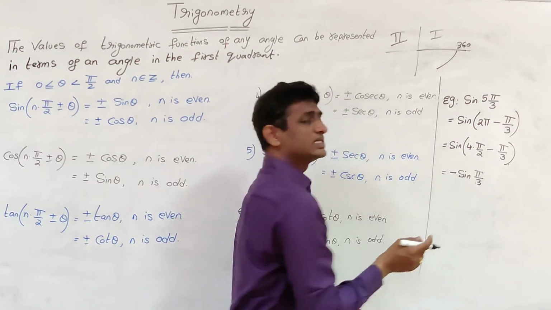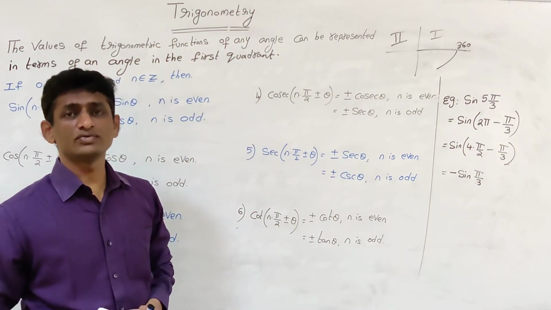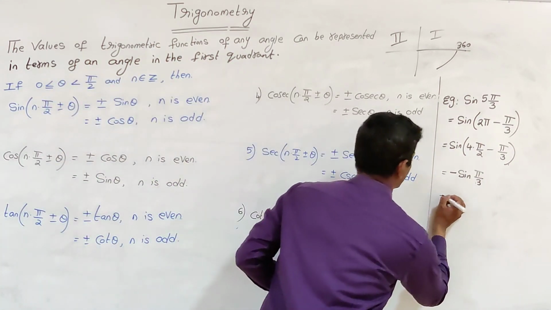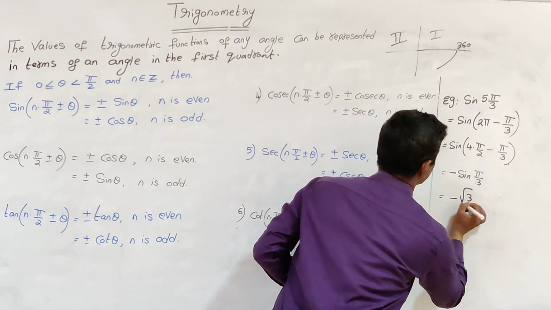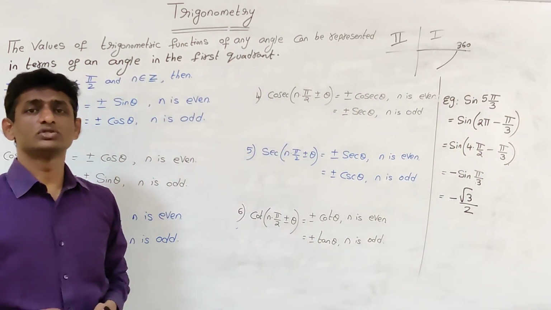Pi by 3 is an angle which lies in the first quadrant, that is 60 degrees. So what is the value of sine 60 degrees? Root 3 by 2. So sine 5 pi by 3 will be minus root 3 by 2.